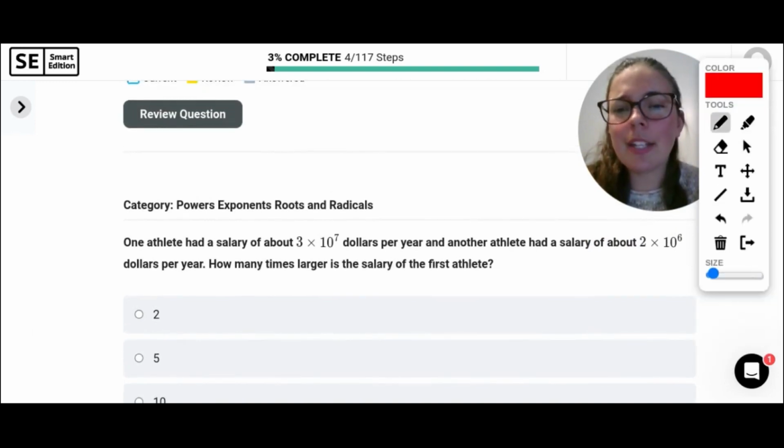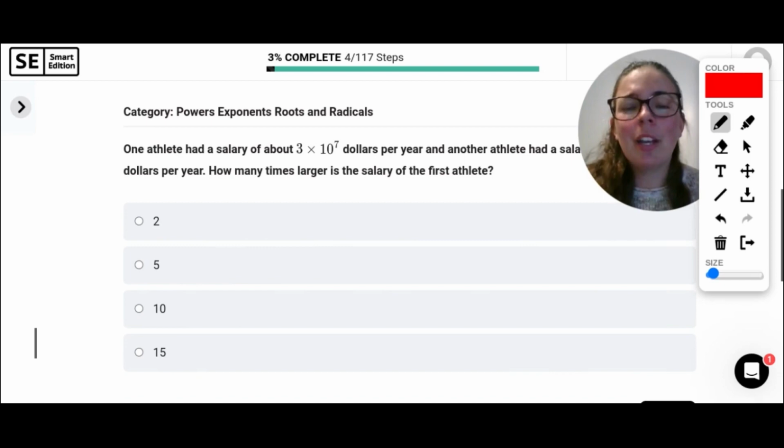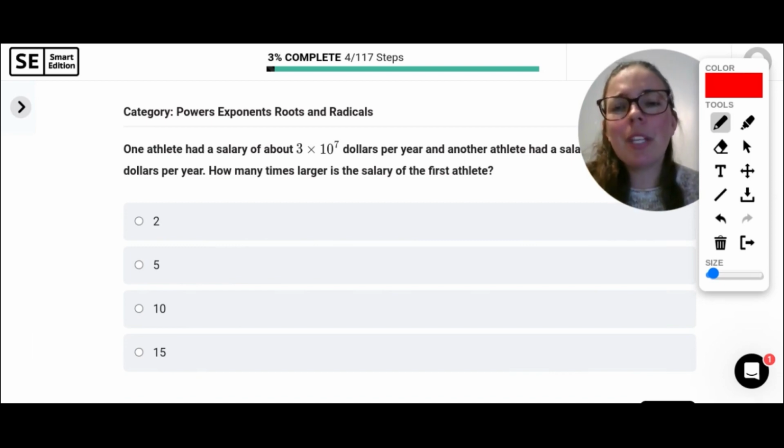One athlete had a salary of about 3 times 10 to the 7th dollars per year, and another athlete had a salary of about 2 times 10 to the 6th dollars per year. How many times larger is the salary of the first athlete? So don't be overwhelmed or intimidated by the fact that they're using scientific notation. Okay, we will plug that in when we get there. We have to answer this question.